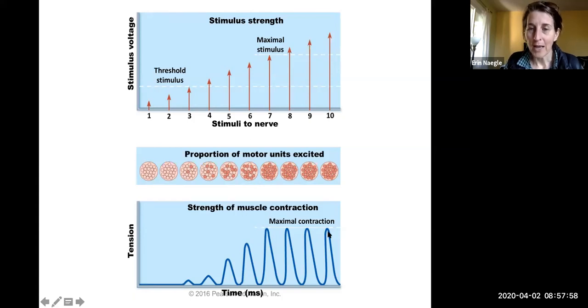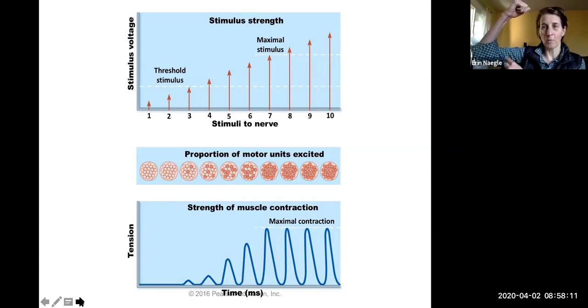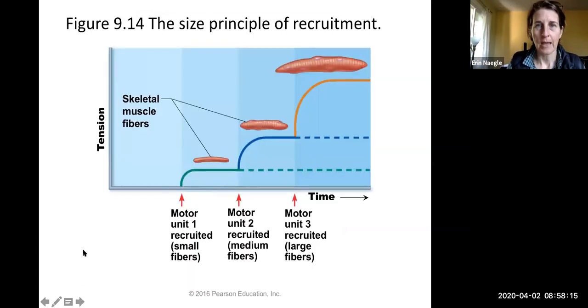So maximal contraction here is happening when you're maximizing the number of motor units that can be stimulated within a muscle. So once again, recruitment, we're talking about whole muscle scale. And there's this fun thing with recruitment that has to do with the size principle of recruitment.